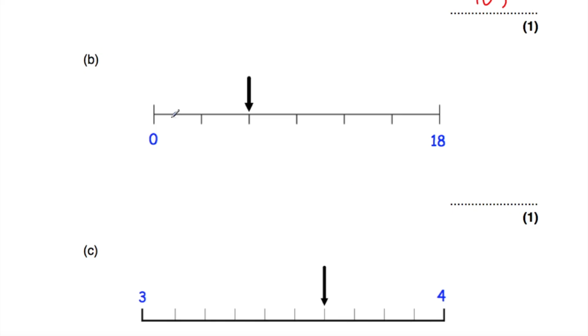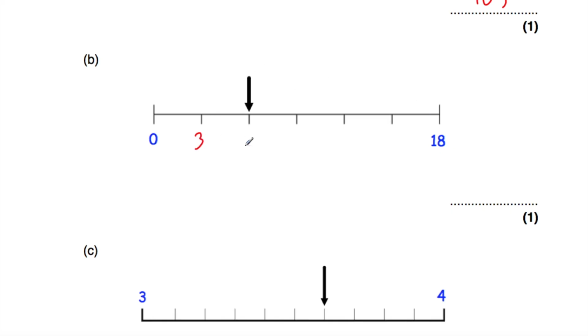So part B, we've now got this scale with 0 and 18, and we've got the arrow pointing here. So let's do it by inspection again. Is it 1s? 1, 2, 3, 4, 5, 6? No. Is it 2s? 2, 4, 6, 8, 10, 12? Not quite. Is it 3s? 3, 6, 9, 12, 15, 18. Yeah, it's getting bigger by 3 each time.